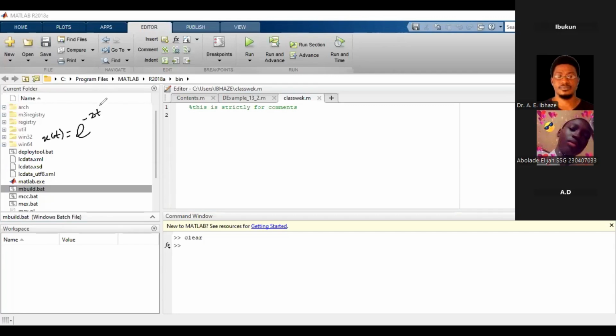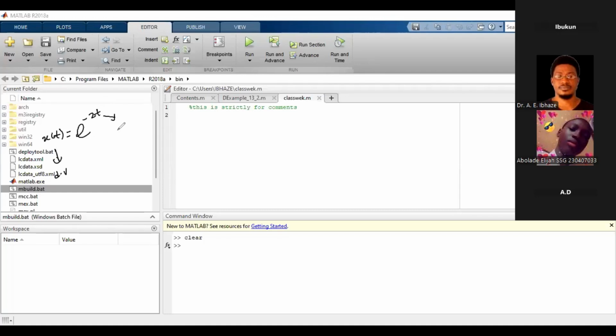Let's put it that way, right? This is just a simple continuous signal. Okay, so how do we play with this in MATLAB, and how do we plot the response? It means that I'll have to define my dependent variable. This is my dependent variable.